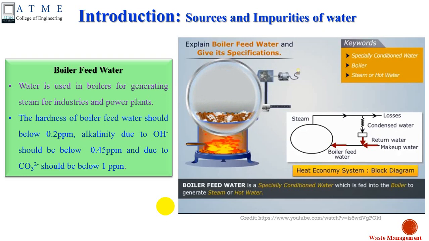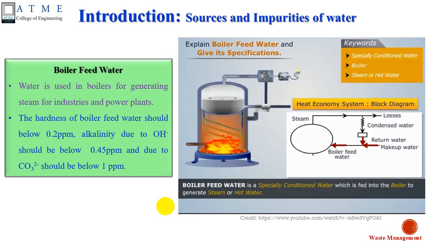These impurities can be removed by discharging some water from the boiler to the drain. Such a process of blowing the impurities from the boiler to the drain is called blowdown operation.